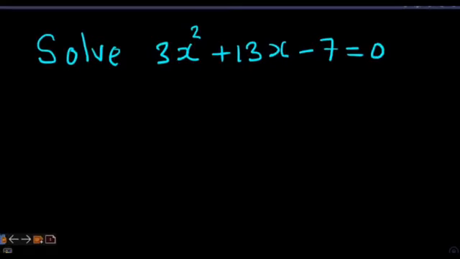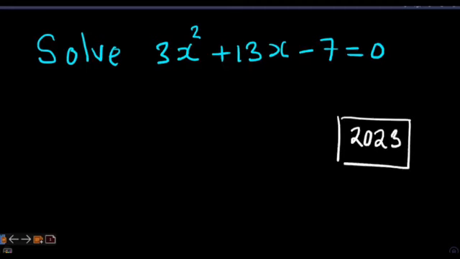So right here with me, I have a question that came in 2023, mathematics paper 2 for internal candidates. We are going to look at a question that is coming from quadratic equations. The question was: solve 3x squared plus 13x minus 7 equal to 0.